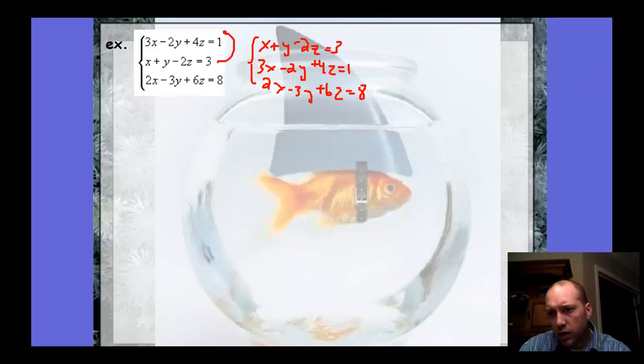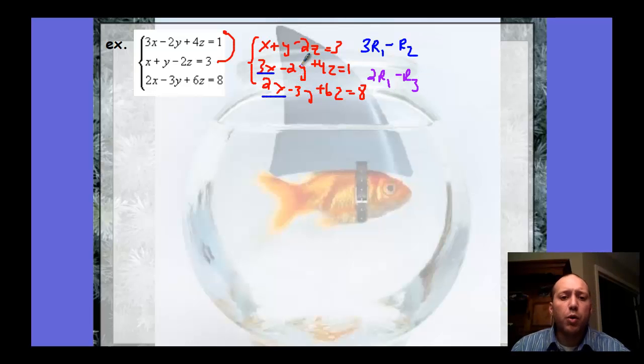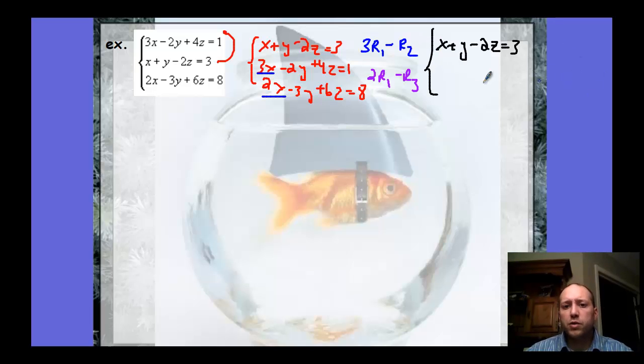Okay, so now I need to get rid of the x's here and the x's here. So let's try doing both at the same time. So I'm going to do the 3 times row 1 minus row 2. And then at the same time, I can go through and do 2 times row 1 minus row 3. So that'll get rid of both the x terms in the second and third equation. If I do that, the first equation is going to stay the same. And now in blue here, I'm going to do the 3r1 minus r2.